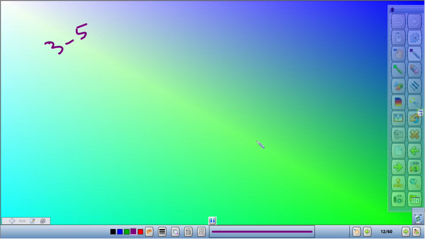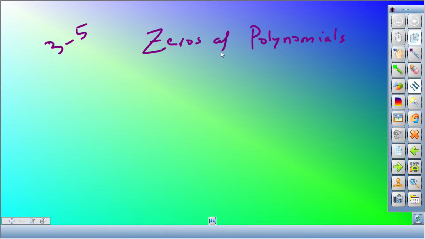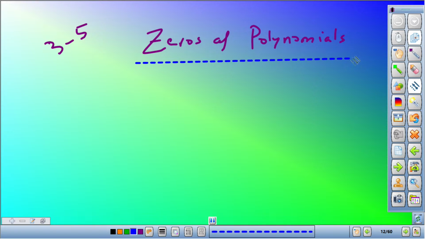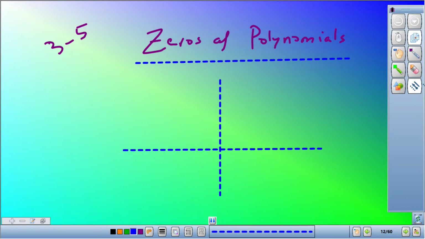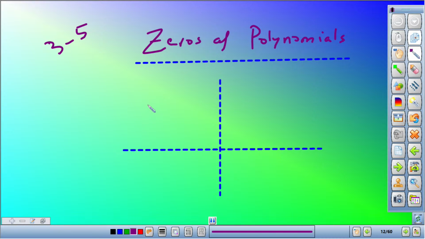So 3.5 says, basically, you have zeros of polynomials. Zeros means solutions, by the way, right? Or x-intercepts. Solutions, x-intercepts. Luckily they gave us some graphs for this problem. What if I gave you a graph that looks like that?